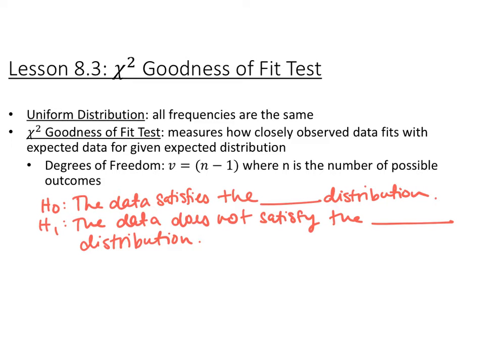Lesson 8.3, we're going to continue to talk about some hypothesis testing. This time we're going to talk about the chi-squared goodness of fit test. So this is different than the chi-squared test for independence, which we looked at last time.